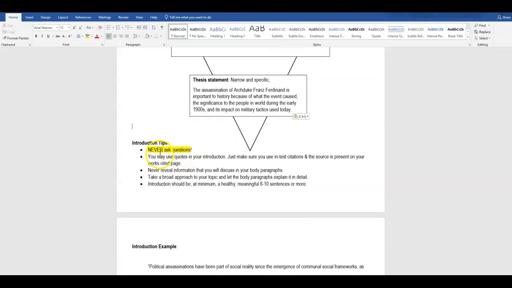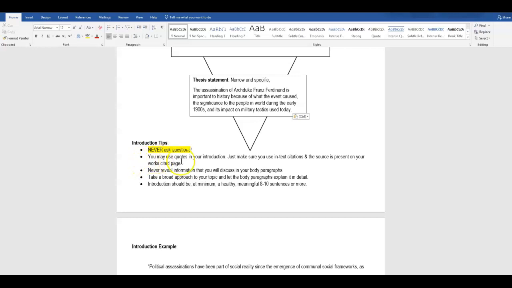Introduction tips. Never ever ask questions. Okay, even if they're rhetorical, there's no reason to ask a question. I'm not in my office wondering about an event. No, that's not ever happened. Again, you have to use your critical voice when you're speaking in your essay. So don't ask me questions, that's in your speaking voice.